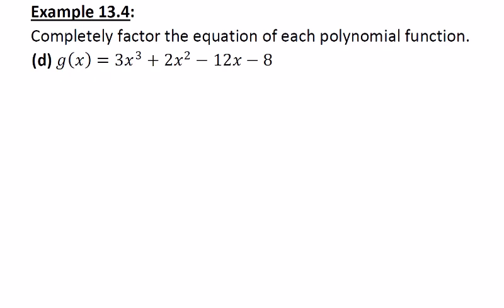Example 13.4 Part D asks us to completely factor the equation g(x) = 3x³ + 2x² − 12x − 8. This looks a little different than any of the other examples we've seen because this example has 4 terms. And the more terms you have, the more difficult it is to find a greatest common factor for all of the terms.